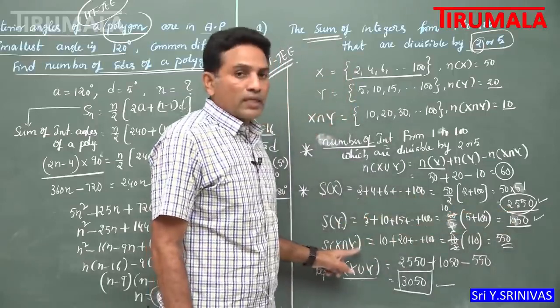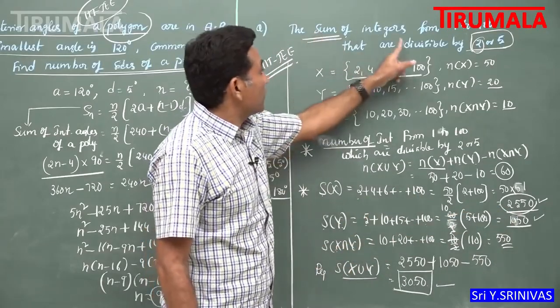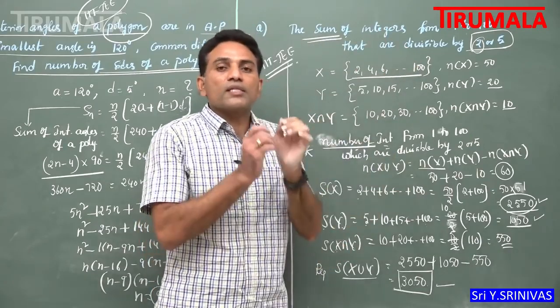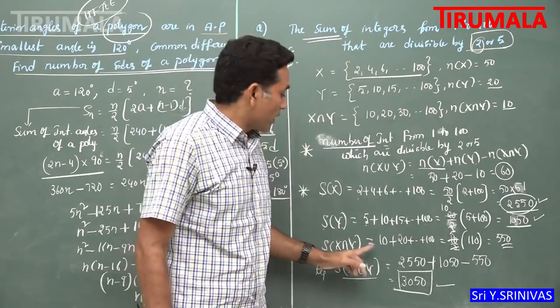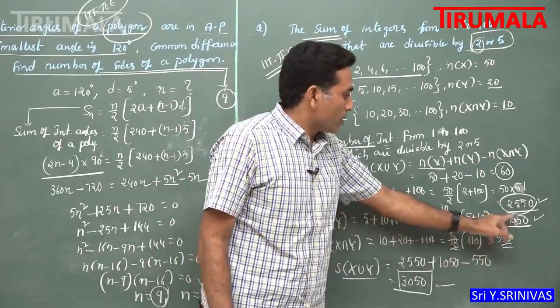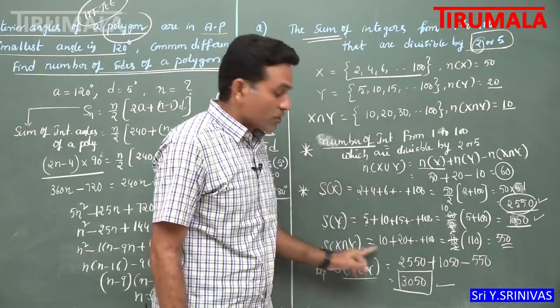Now S of x intersection y: the sum of the integers which are divisible by both 2 and 5. Both 2 and 5 means the multiples of 10. 10 plus 20 plus up to 100 is 550. Total sum is S of x union y. What is the notation, students?